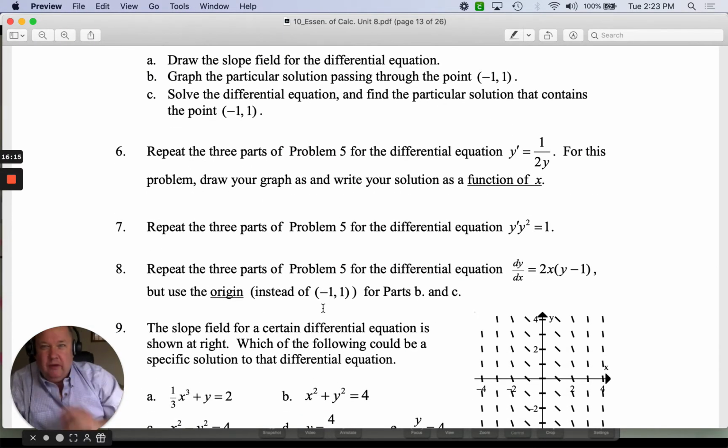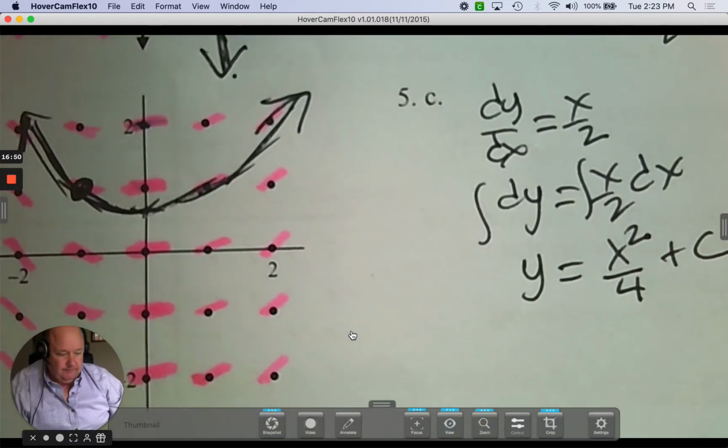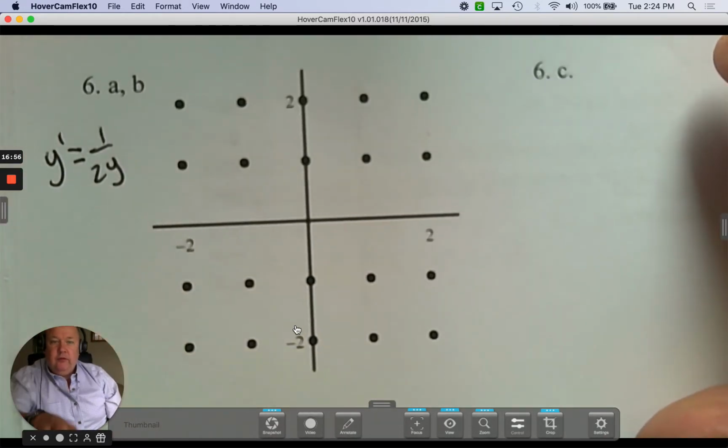Repeat 3 parts of problem 5 for the diffie-q, and I'll write that down. So now the diffie-q is y prime equals 1 over 2y. And for this problem, draw your graph and write a solution as a function of x. Oh, so we're still going to use negative 1, positive 1. I was just double checking. Make sure you can see it. So there's the diffie-q we're going to plot.